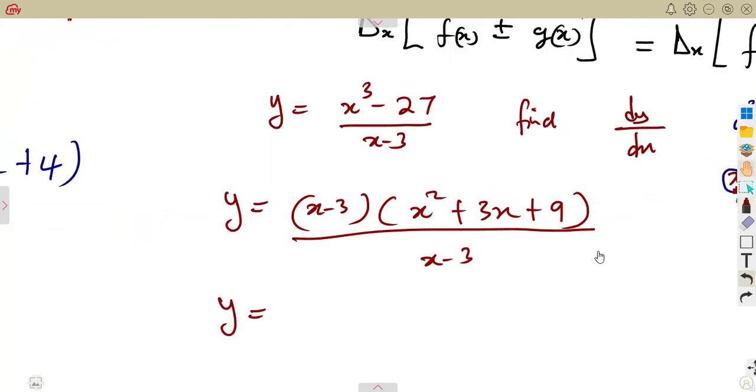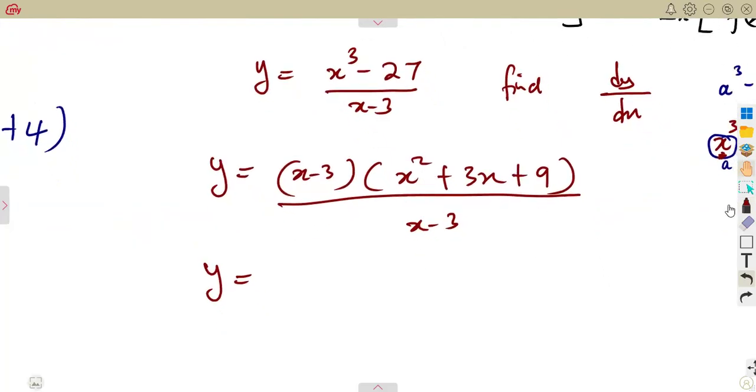We are not yet determining the derivative. This is just a simplification.